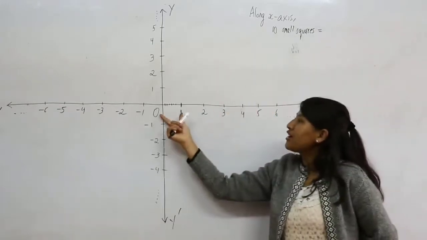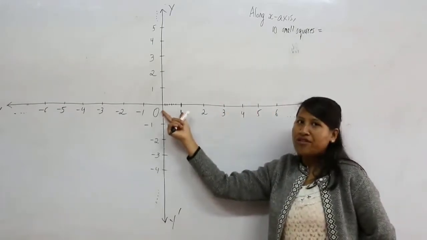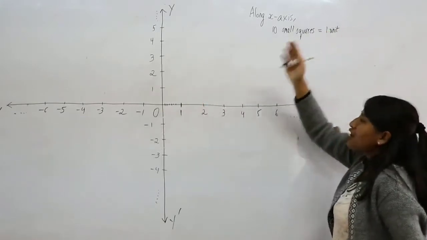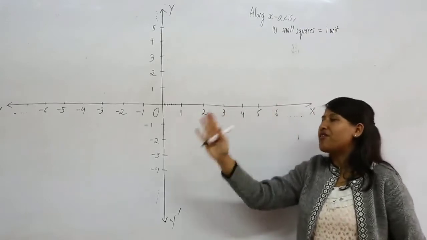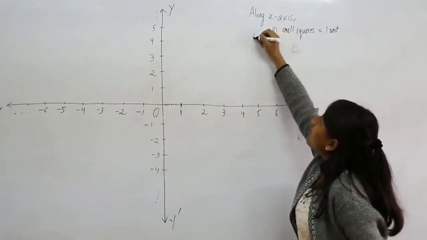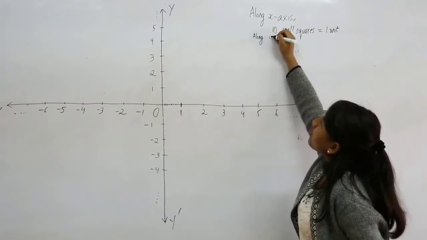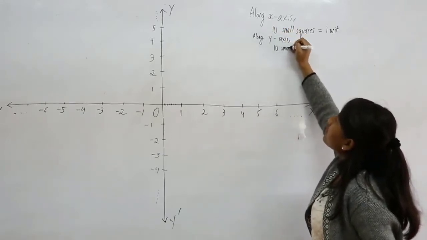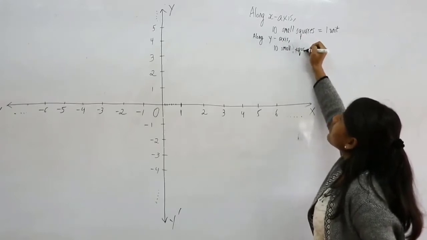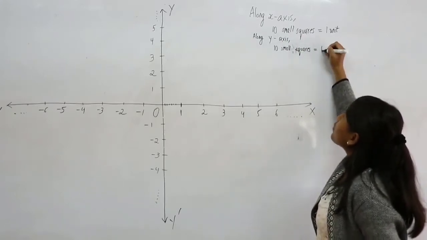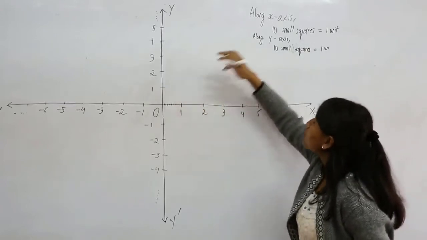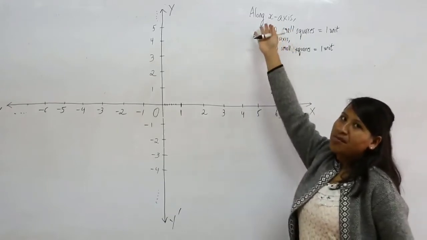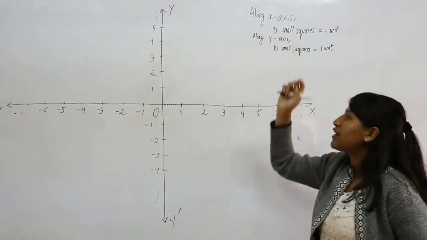Now how much did you get? It is 1, no? I've written 1, so you write 1 unit. If you have taken 2 here, you write 2 unit or 5 unit like that. Then along the y-axis, 10 small squares is equal to, again we have taken 1, so 1 unit. Very important this part. While solving the graph, we have to write this.